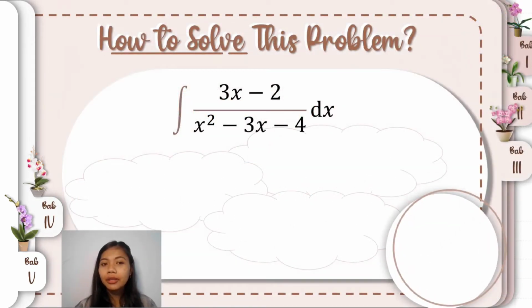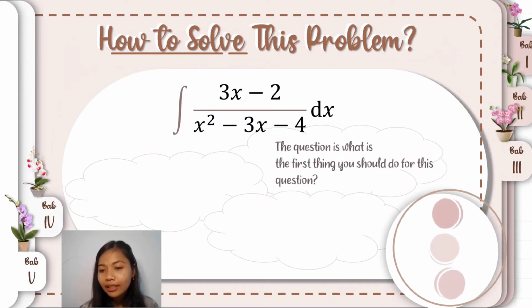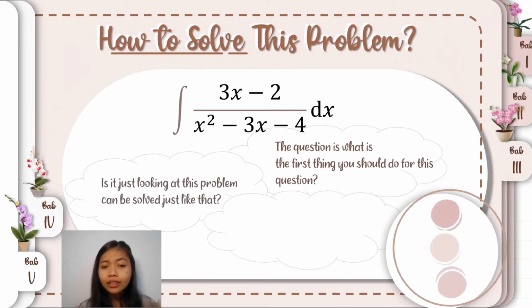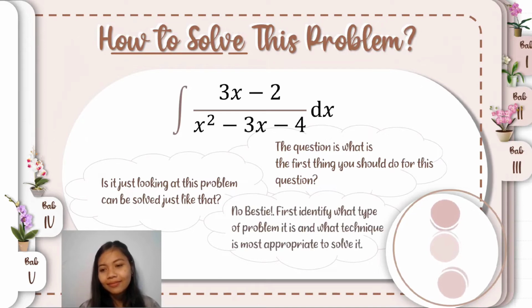Okay, I will start with how to solve this problem. Integral 3x minus 2 over x squared minus 3x minus 4 dx. The question is, what is the first thing you should do for this question? And then, is it just looking at this problem can be solved just like that? No, bestie. First, identify what type of problem it is and what technique is most appropriate to solve it.